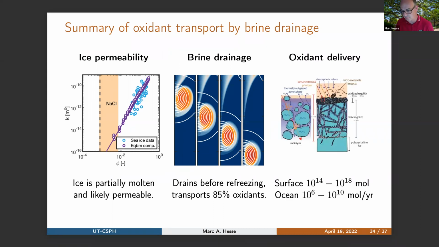And then if you try to do the numbers, you can estimate the surface oxygen abundance, and then you can come up with rates. And the question then is always, is this sufficient for life? And then I always punt to Steve Vance, but with this, I think we're done.